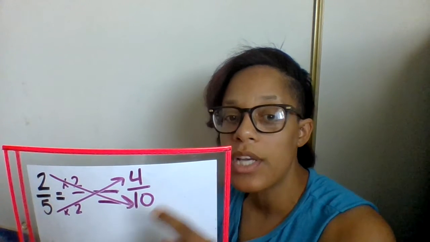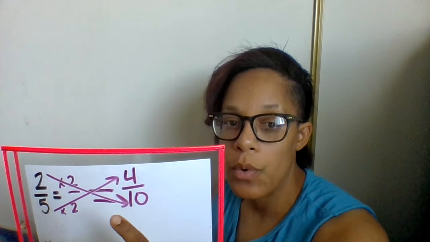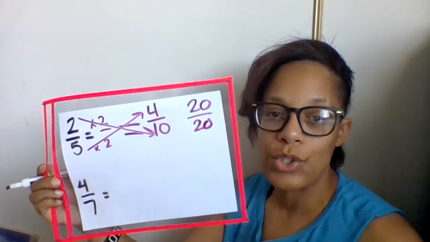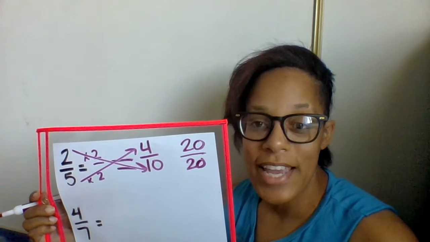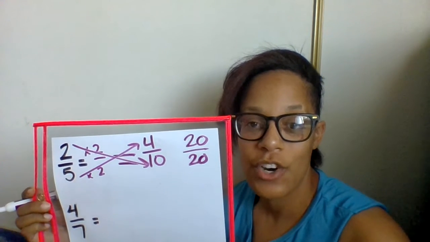So we're going to do 2 times 10 and 5 times 4. When you multiply 2 times 10 and 5 times 4, what do you get? Hopefully you said 20 over 20. If you did, then we have done our equivalent fraction correct.